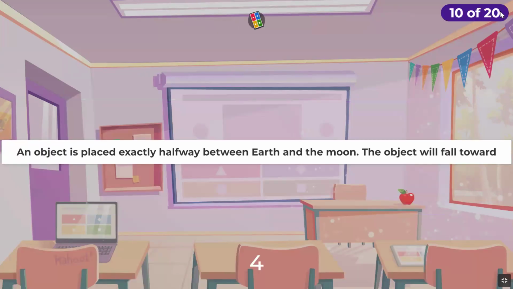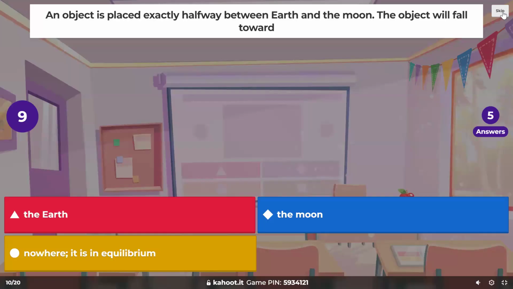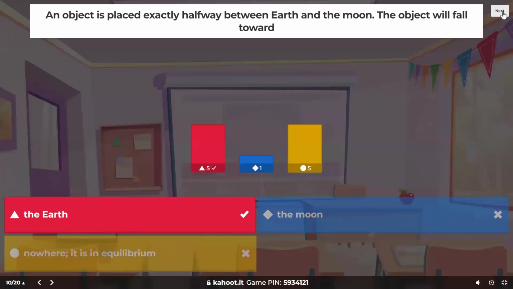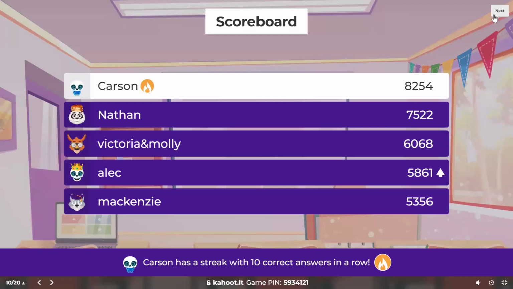An object is placed exactly halfway between the Earth and the Moon. That object will fall toward... Yeah, it would be the Earth because the Earth is more massive. Now, guys, is there some point between the Earth and the Moon where the gravity cancels out and it would be in equilibrium? Yeah. But that would be closer to the what? Closer to the Moon. Yeah, maybe call it the L1 point, like Lagrange. Okay. But yeah, if it's the geometric midpoint, it's going to fall towards the Earth. The Earth is more massive, has more gravity pull.